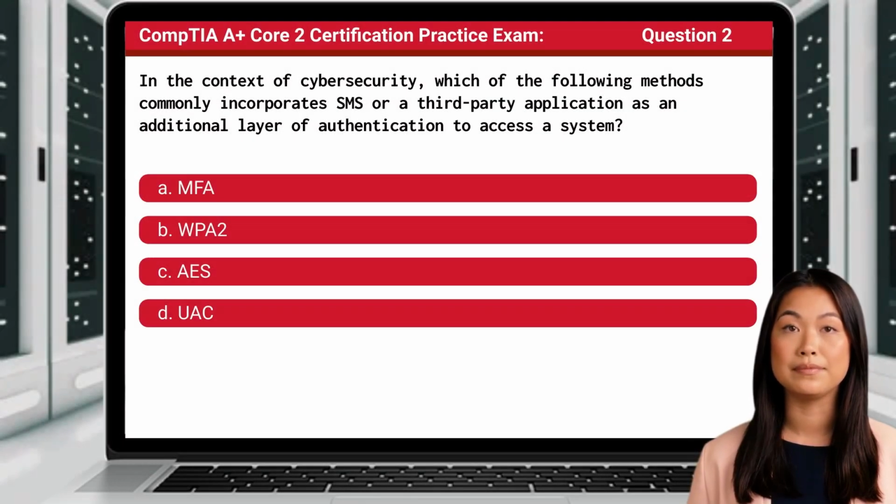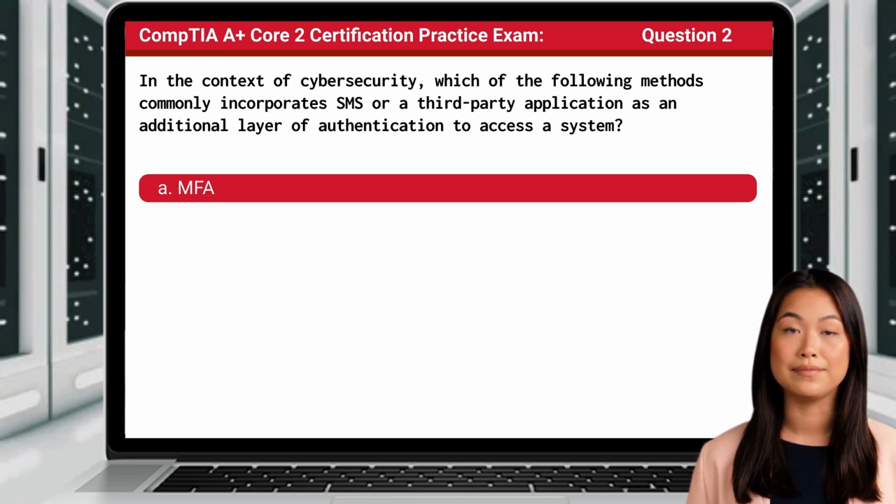Question 2. In the context of cybersecurity, which of the following methods commonly incorporates SMS or a third-party application as an additional layer of authentication to access a system? The answer is A. MFA.